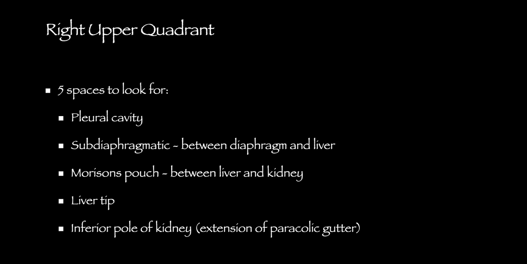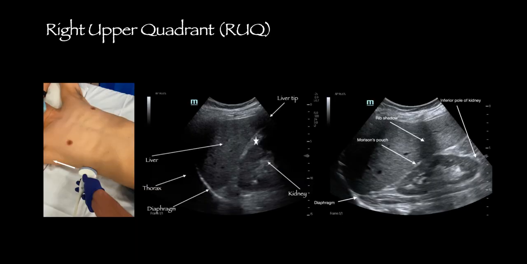So in the right upper quadrant view, free fluid needs to be looked for in 5 potential spaces where it can accumulate. So from top to bottom, these are the pleural cavity, the subdiaphragmatic space between the diaphragm and the liver, Morrison's pouch between the liver and the kidney, the tip of the liver, and the inferior pole of the kidney.